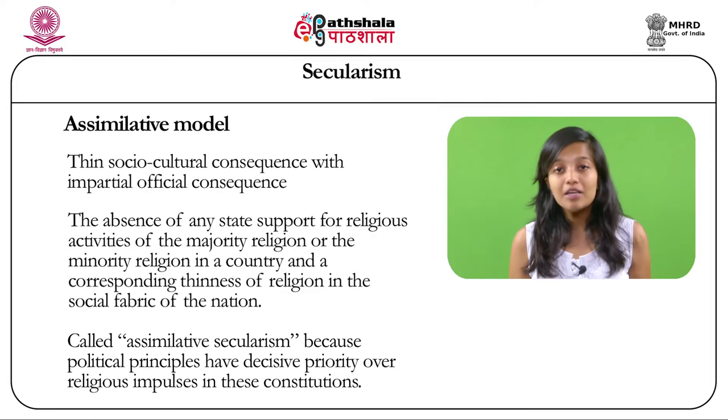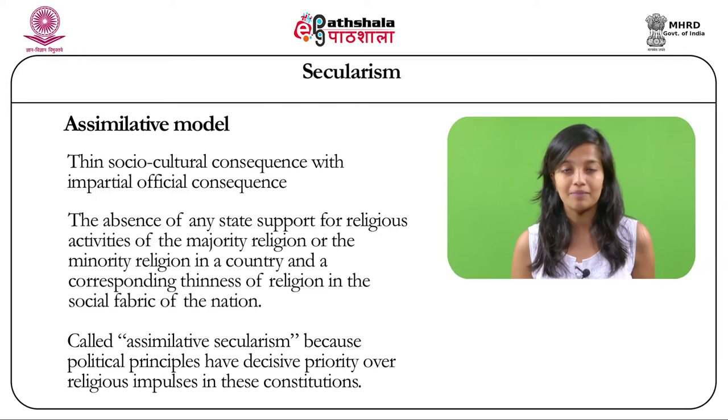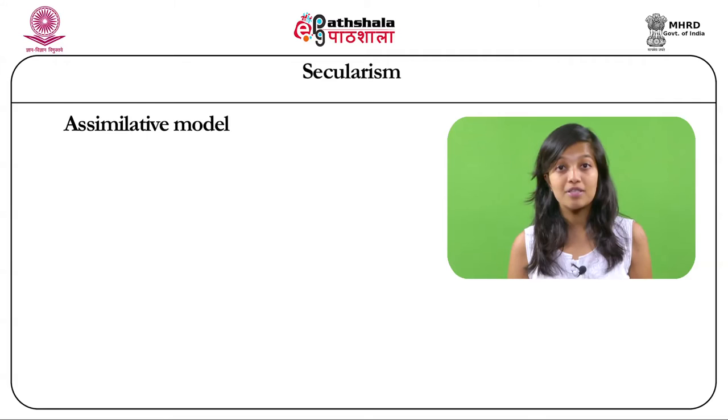Why is this called the assimilative model? It's called the assimilative model of secularism because over here, political principles have a decisive priority over religious impulses. And within the constitutional framework, there is the tendency for people to be assimilated into a single uniform polity. A good example of the assimilative model, as we can also see in Professor Jacobson's table, is the case of the United States of America.